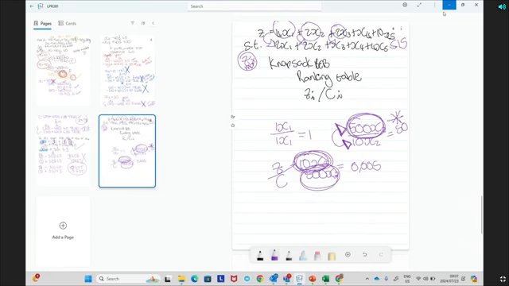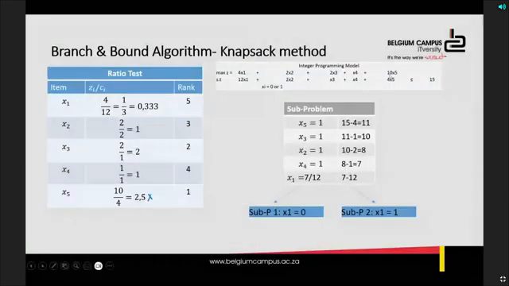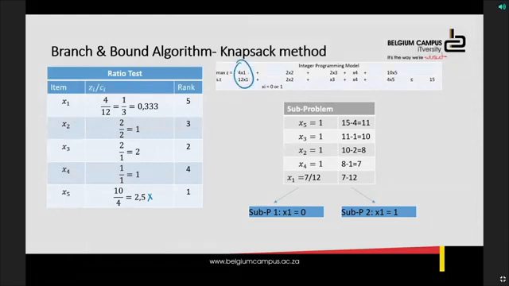So now we go and say, but how do I make this table? You literally have to go and say Z over C for all the X variables, and then we're going to rank them from largest to smallest. I'm not going to go and do that for you. You can see there that it's literally going to be the specific X over the specific X. So X1 is going to be 4 over 12. X2 is going to be 2 over 2. X3 is going to be 2 over 1. X4 is going to be 1 over 1. X5 is going to be 10 over 4.